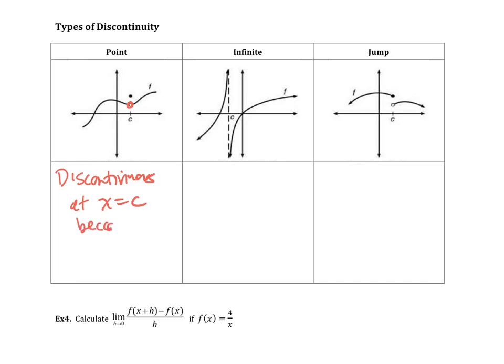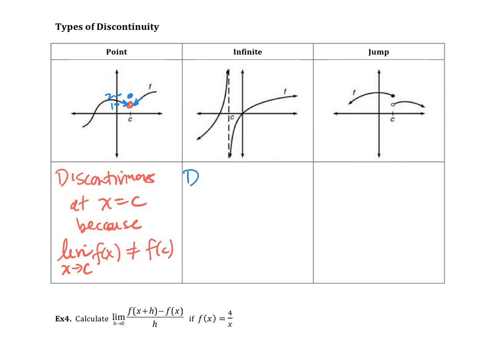Because the limit as x approaches that value c of the function does not equal f of c. So the limit is actually here coming in, let's say this y value is 1 and this y value is 2, the limit is actually 1, and that limit does not actually equal the defined value. Therefore, this is discontinuous at point C.